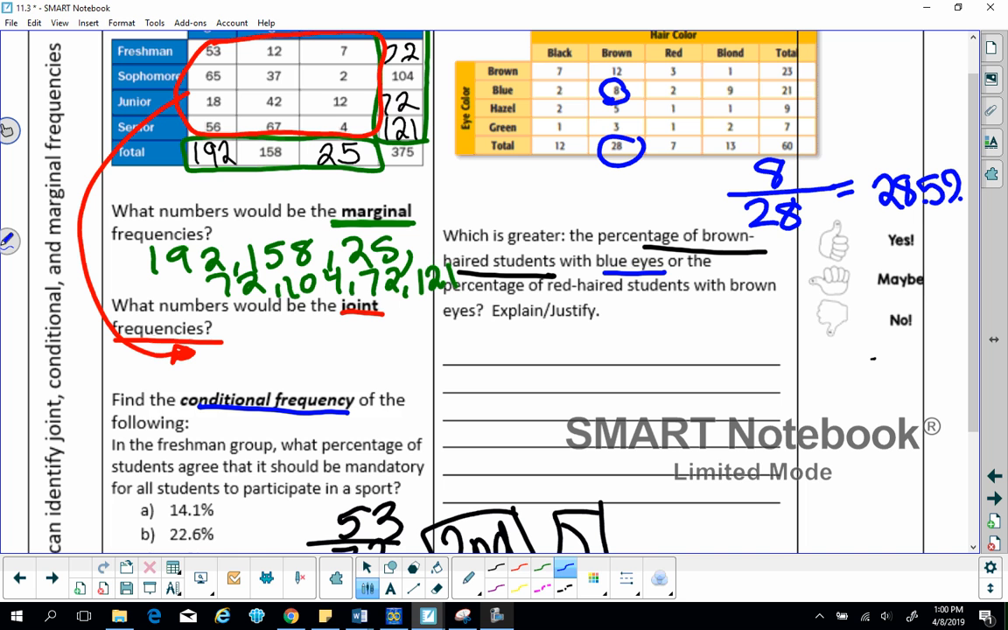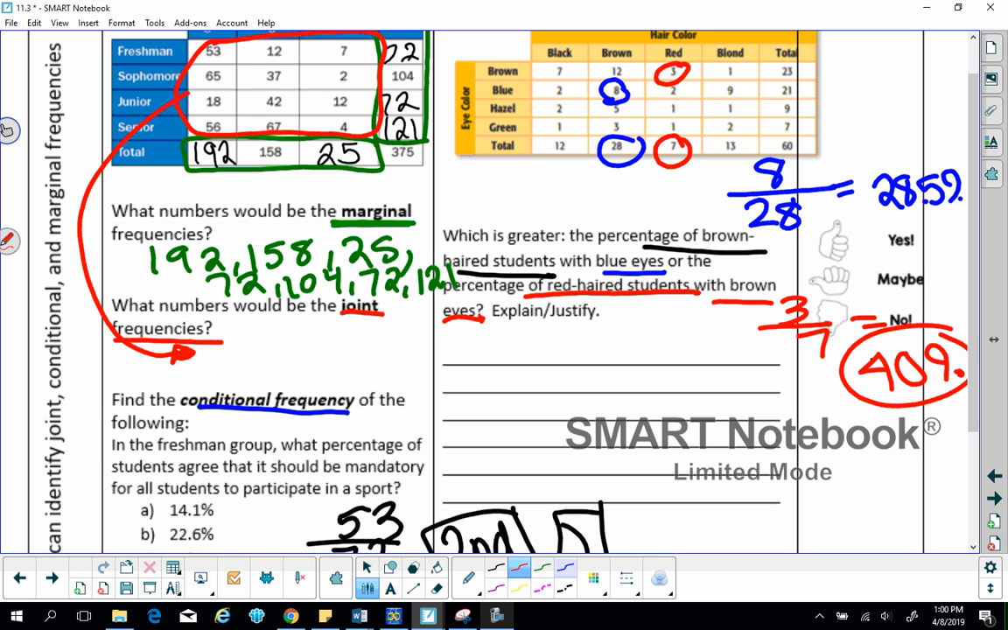Then the next one says the percentage of red-haired students with brown eyes. So out of the red-haired students, how many red-haired students do I have? 7. Out of those 7, how many have brown eyes? 3. This is a conditional frequency, depending on what condition they're in. What does that end up being? 0.4. And what's that as a percent? 40%. Yep. Which one is bigger, 40% or 28.5%?